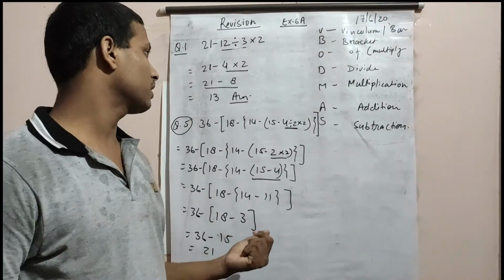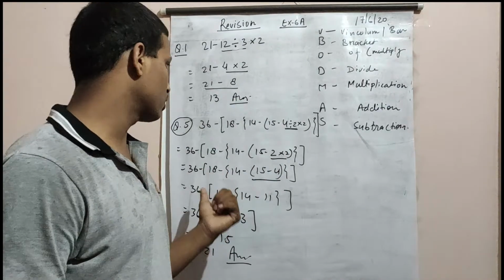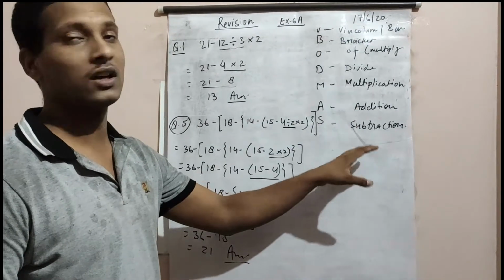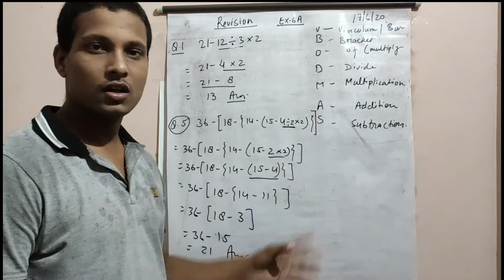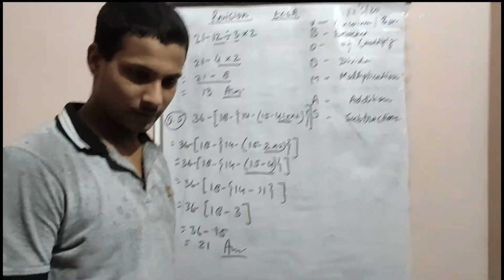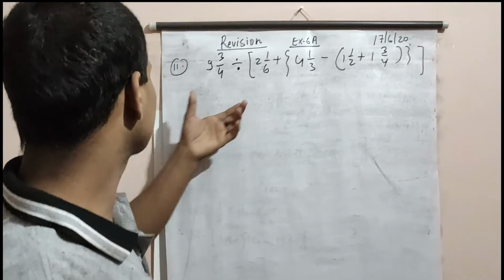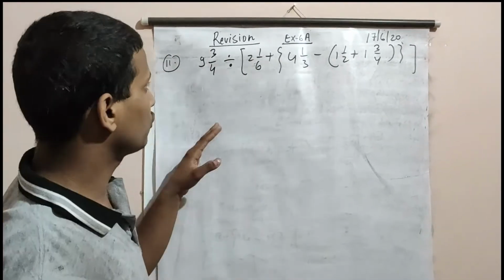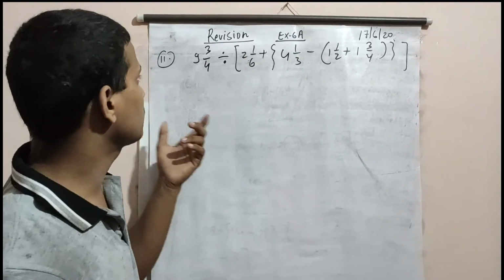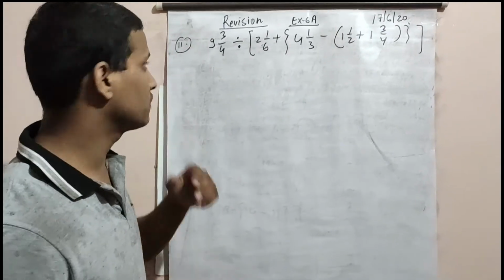But one thing to remember always: for solving these questions, strictly follow these BODMAS rules. Okay, let's take another question. This is the next question. In this question we have mixed fraction values. So first we need to convert them into improper fraction values.